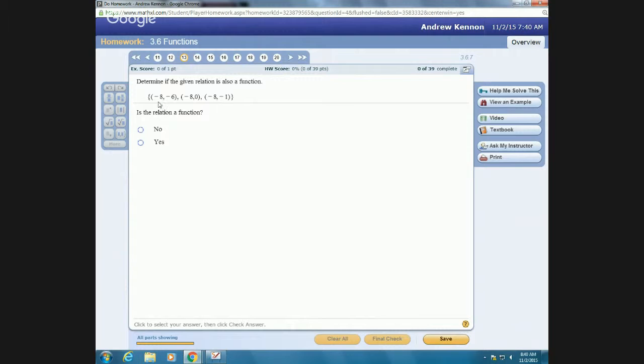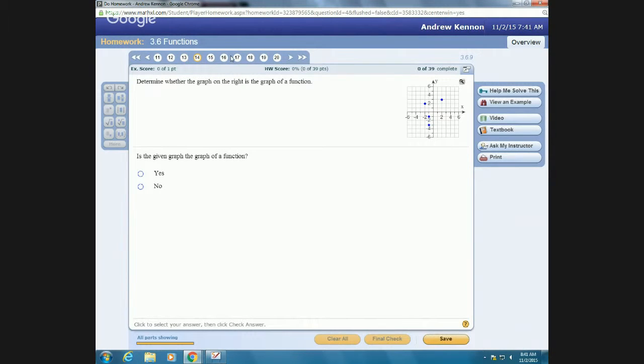All right, but this one, if I asked you what -8 goes with, what would you say? Since -8 goes to more than one number, this is not a function. So since there's multiple numbers that are the same in the domain, it is not a function.